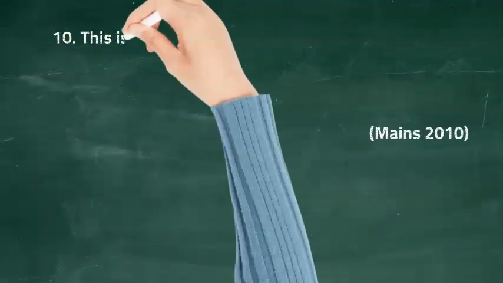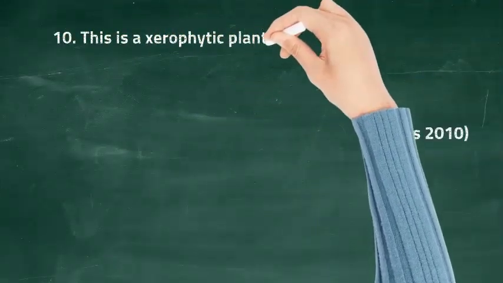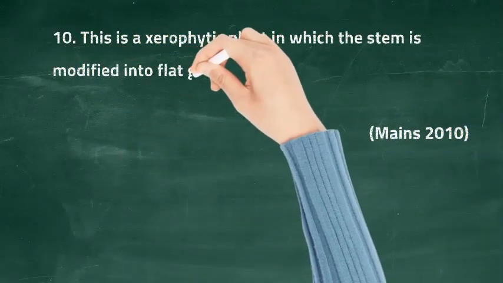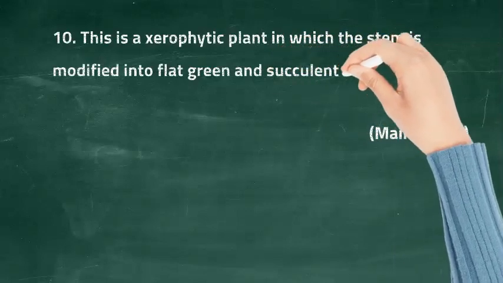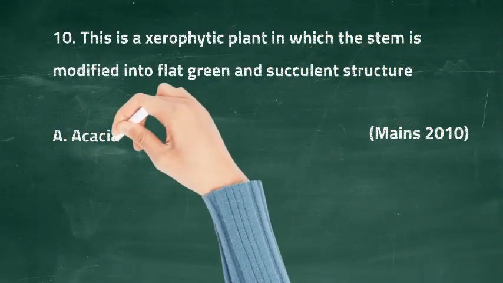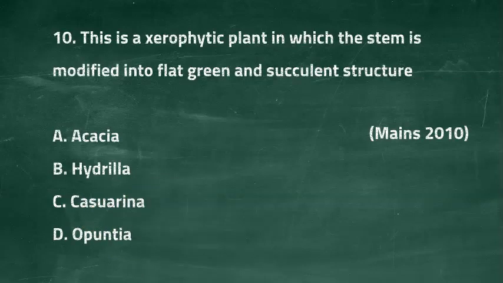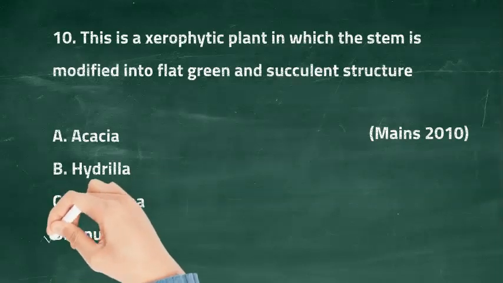The last question for this lecture is, this is the xerophytic plant in which the stem is modified into the flat green succulent structure. Option A is Acacia, option B is Hydrilla, option C is Casuarina, and option D is Opuntia. The right answer for this question is option D, Opuntia.